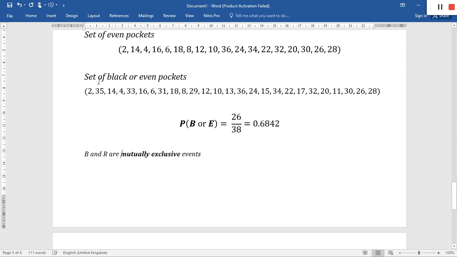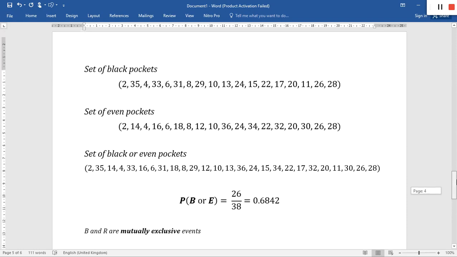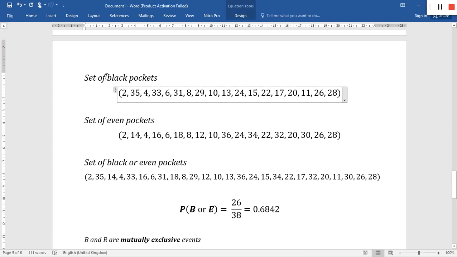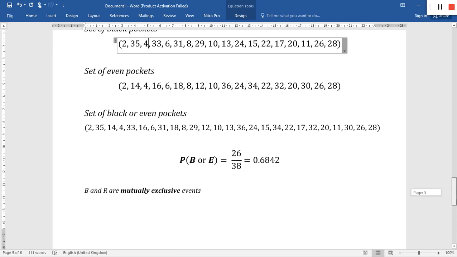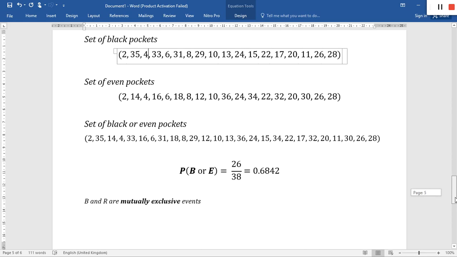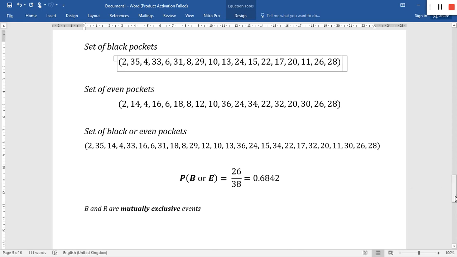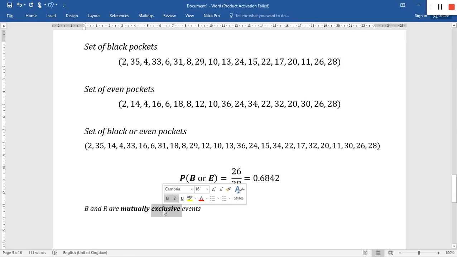Unlike in the case of a black or even pocket, these two sets, the set of black pockets and the set of even pockets, have so many outcomes in common. So they are not mutually exclusive. But when we draw out a set of black pockets and a set of red pockets and we check all the elements in common, we can find one thing that is clear: the elements in black and the elements in red have no elements in common, so they're exclusive.